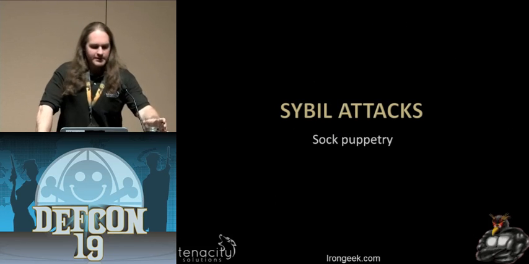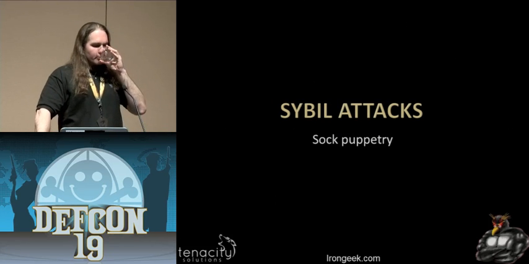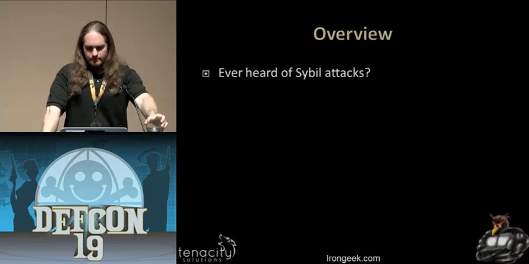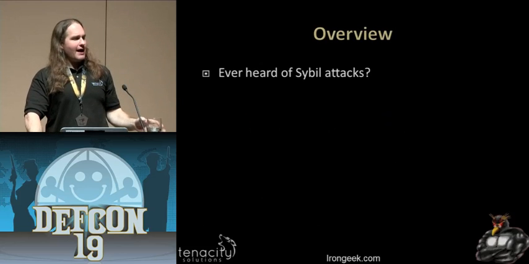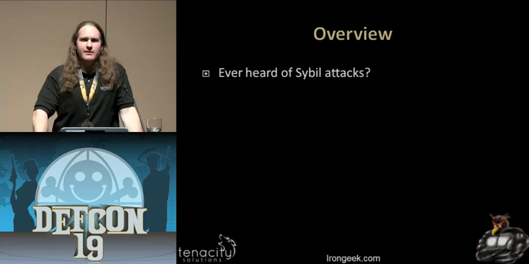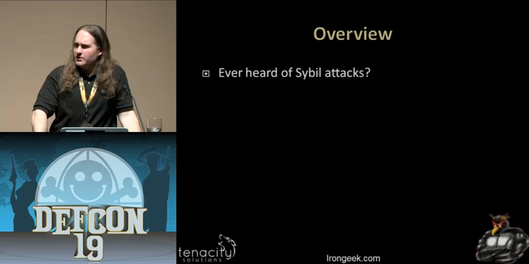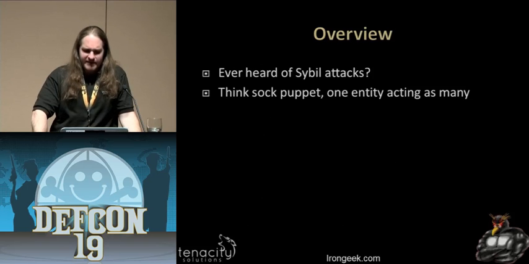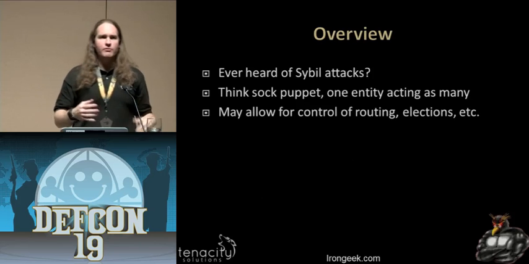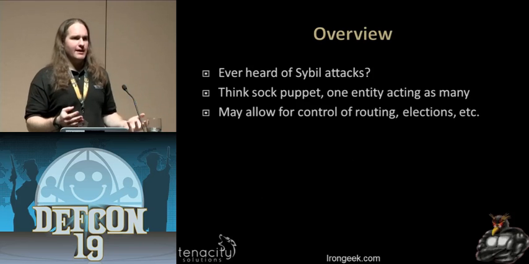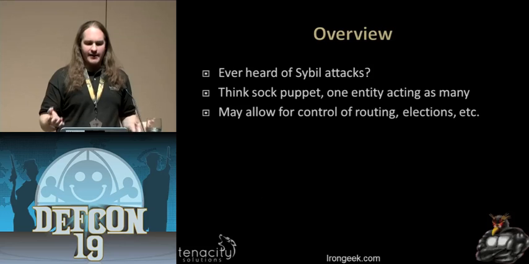Now, on to Sybil attacks. I asked earlier how many people had heard of Sybil attacks, and not a whole lot have in this crowd. That's because mostly you see people refer to Sybil attacks in academia. You don't see them refer to it as much in the hacker scene. But think of sock puppets, one entity acting as many, and there are multiple reasons why someone might want to do this. This allows them to control some things, especially in systems that have a more distributed way of handling routing.